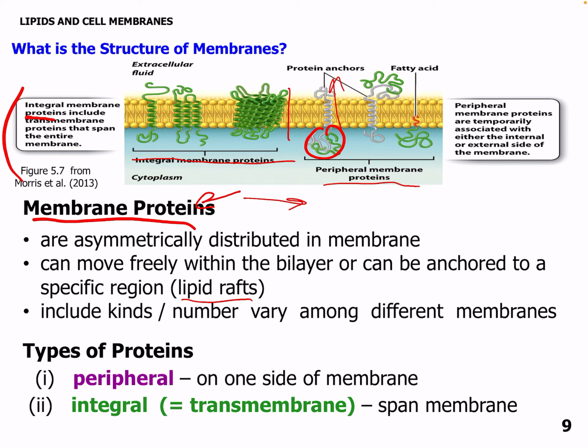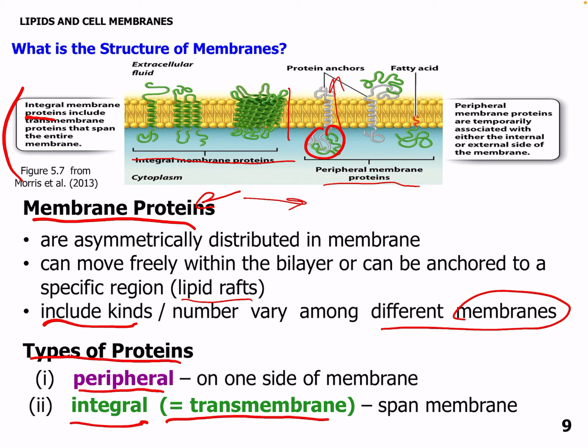The kinds and numbers of proteins vary among different membranes. So membranes of certain cells will have different receptors, as we talked about quite a bit in immunology. So there are different types of protein. We have our peripheral ones, which are on one side of the membrane, and integral ones, which are transmembrane, which span the entire membrane, which we discussed up here, integral membrane proteins.